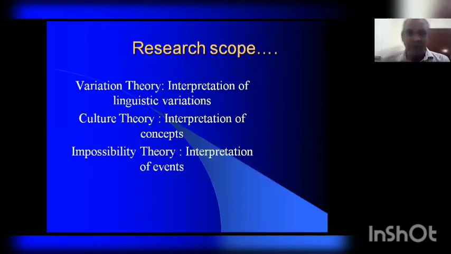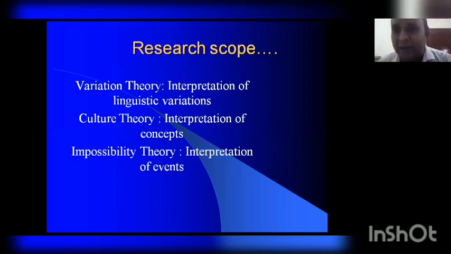And then before I conclude, the research scope. I'm going to finish it up in another 5 minutes. Variation theory, culture theory, impossibility theory. There are plenty, but I'm touching upon only these 3 theories. In variation theory, you can use variation theory to interpret language variety.